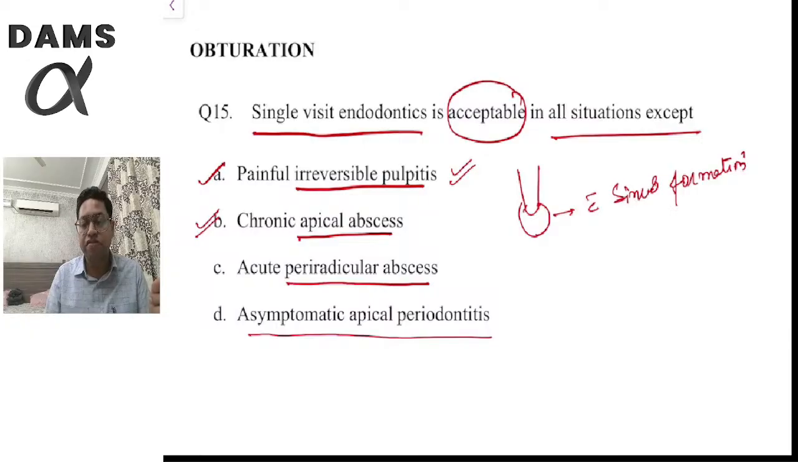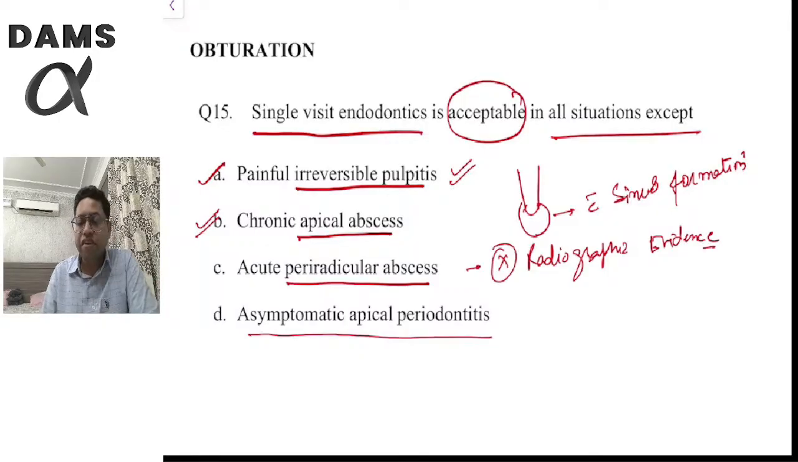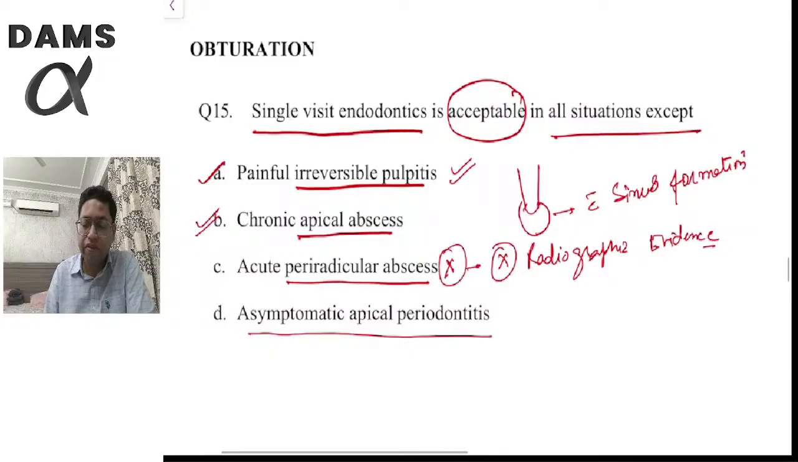Acute periradicular abscess. Against apical abscess that is chronic, acute abscess has usually got no radiographic evidence. It has developed and no radiographic evidence is there. And these are extremely painful conditions. It is best to avoid single visit endodontics in cases of acute periradicular abscess. Asymptomatic apical periodontitis means there's inflammation of the PDL. The patient is not symptomatic. We can easily do single visit as compared to multiple visit.